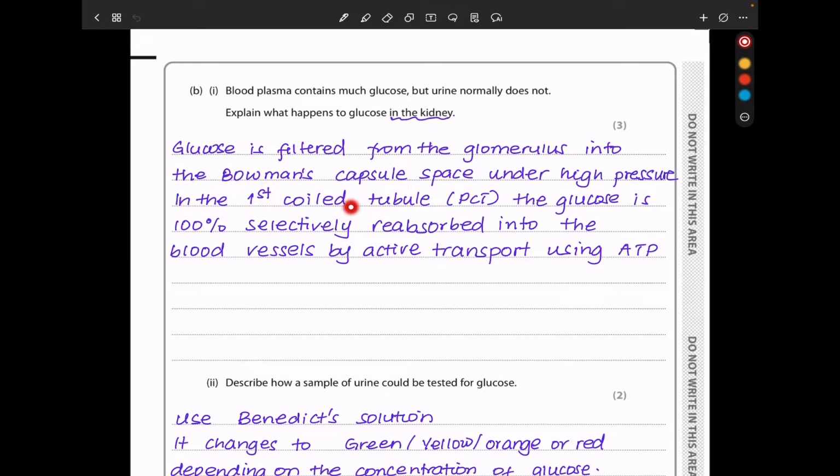And then in the first coil tubule, or what we call the proximal convoluted tubule, the glucose is 100% selectively reabsorbed into the blood vessels by active transport using ATP. So here keywords are selective reabsorption, active transport using ATP, as well as what occurs in ultrafiltration.